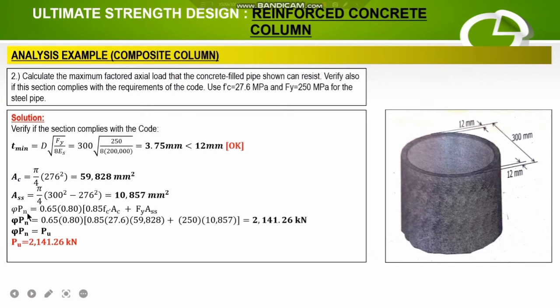So Vpn is equal to 0.65 times 0.80 times the quantity of 0.85 Fc prime Ac plus Fy Ass. So we use the phi 0.65 as the strength reduction factor, since this problem is dealing with a composite column section.